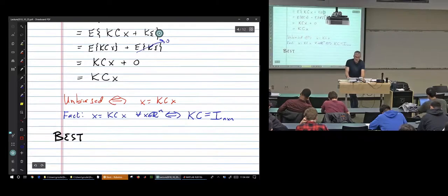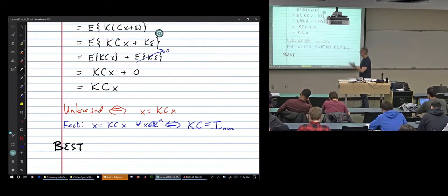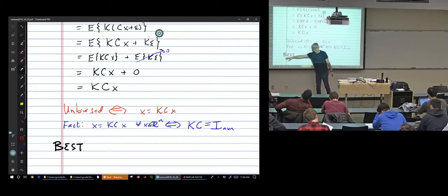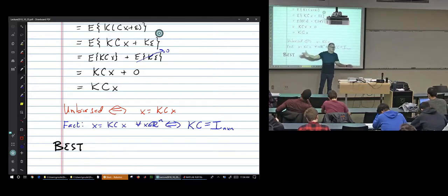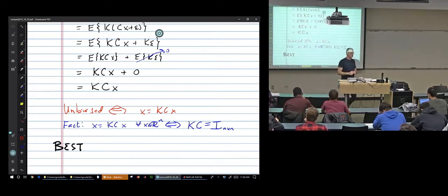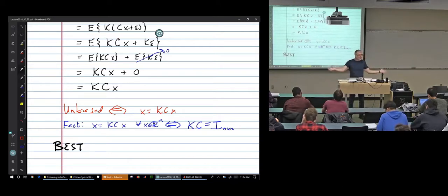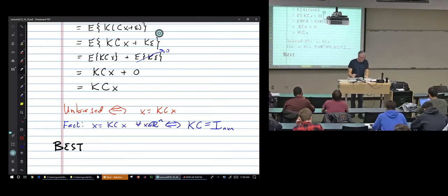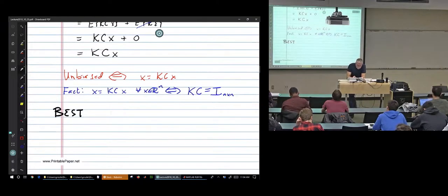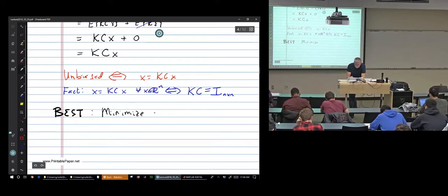Okay, so X hat is a random vector. We're going to use best in terms of choosing the gains to minimize the variance of X hat. That's going to minimize the spread about its mean. That makes sense? That's a really good term. So that's what we're going to do. Best is minimize the variance of X hat.